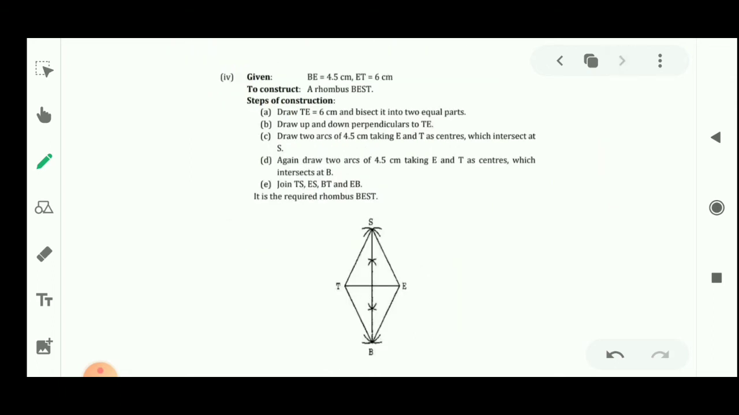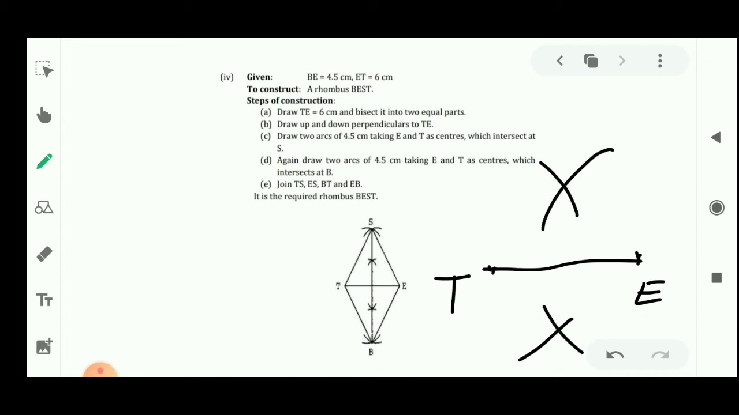Now let's see the last part of this question. Students, for this question, firstly draw a line TE like this, which is 6 centimeter. Now students, you have to bisect the TE like this.